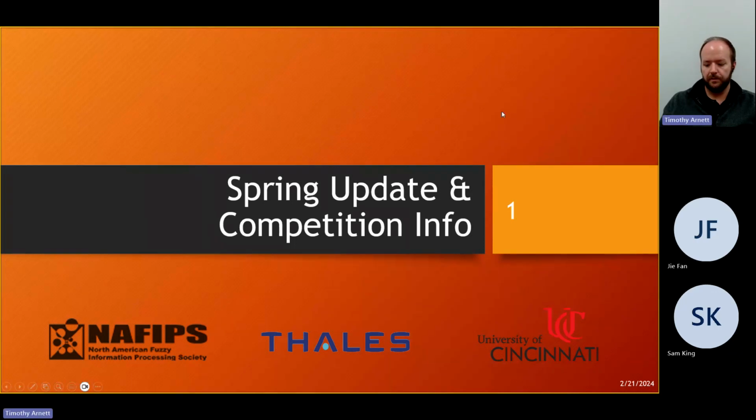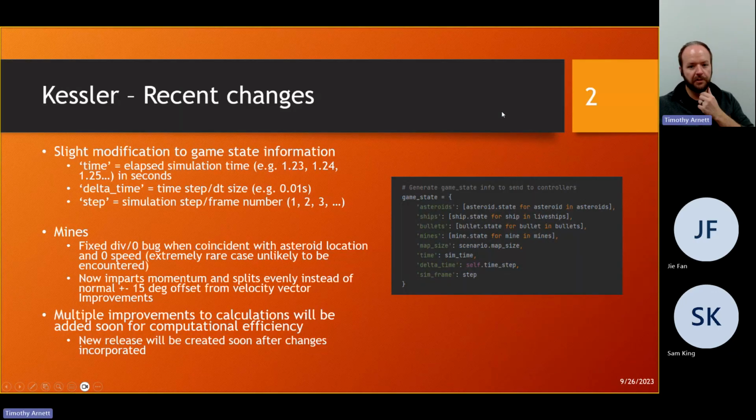So I'm just going to hop right into it with some recent changes to Kessler itself. There was a slight modification to the game state information. We refined this because it was a little bit unclear to people what each thing was, including things like time and the time step. So we renamed some of them to be more clear. So time is the elapsed simulation time. So this is the actual sim time that you're able to access. The example here is, 1.23, 1.24, et cetera, in seconds.